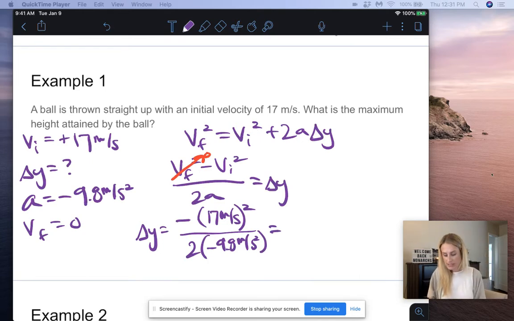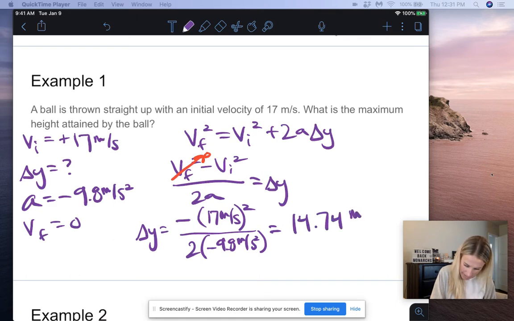Notice that if I said down was positive, acceleration would be positive, and I would end up with a positive initial velocity squared in that middle equation, because I would be subtracting a negative, since up would be negative. So no matter what direction you say is positive, it still works, which is good to note. So we end up getting 14.74 meters. Oh no, it's just meters, because we're looking for a displacement.